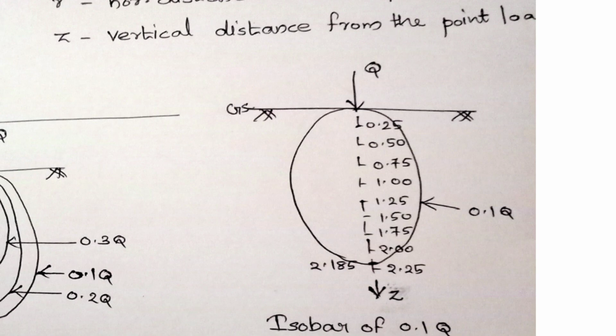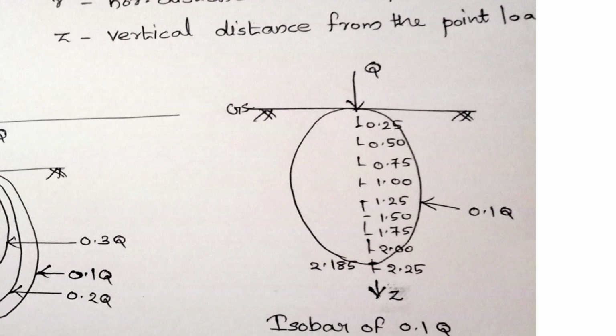That means there will be stress intensity of 0.1 Q, that is 10% of the applied load, or stress intensity of 0.2 Q or stress intensity of 0.3 Q. Like that, we are finding the points which have the same intensity, and we are trying to pick out these points and draw a curve which is known as isobar.